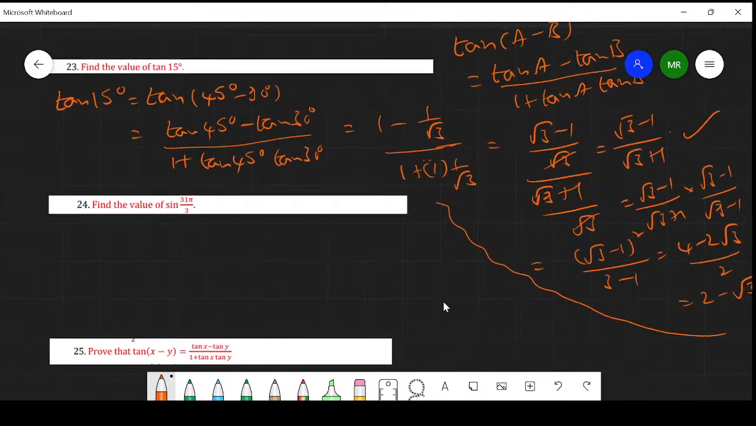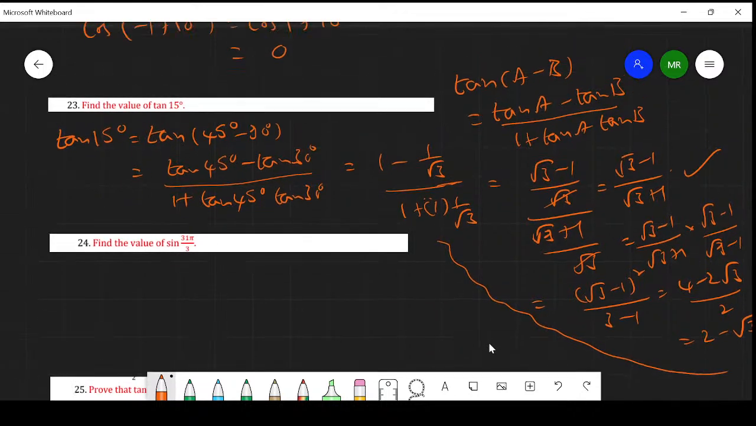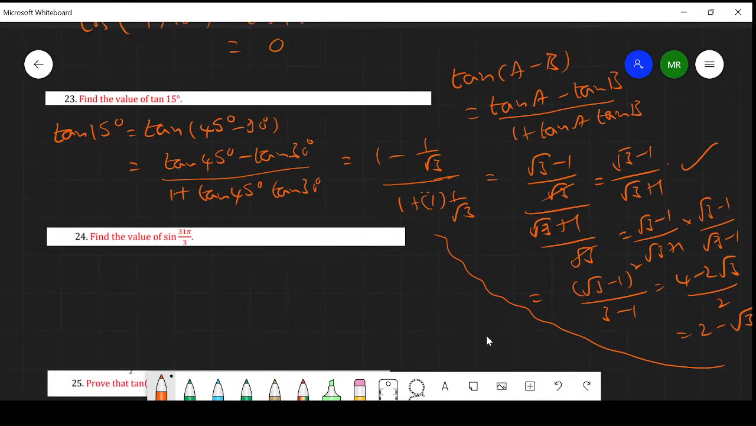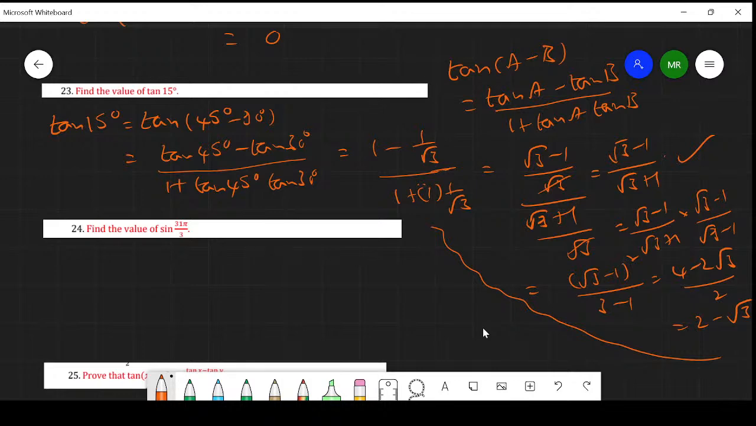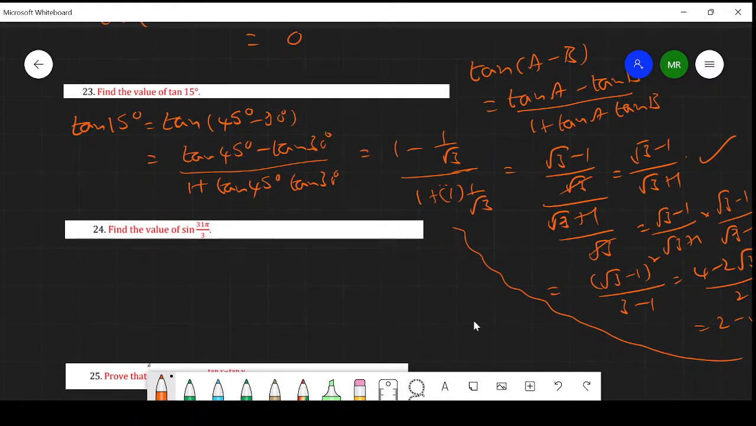So we expand this one, correct? Now we'll discuss, find the value of sine 31 pi by 3. You can see that sine 31 pi by 3. What is sine 31 pi by 3? When they are asking the value of sine 31 pi by 3, you can see 31 pi by 3, I can write.